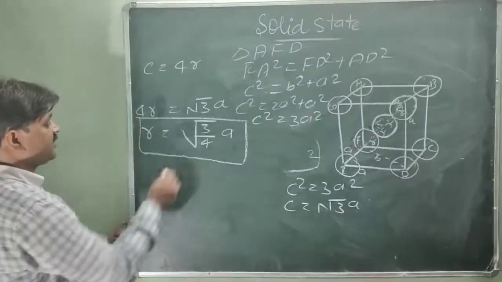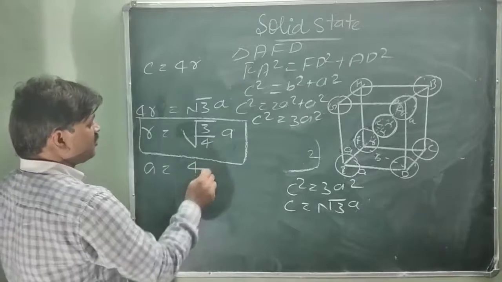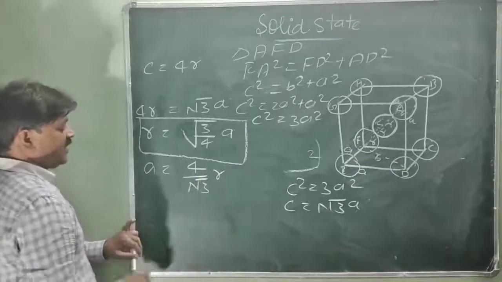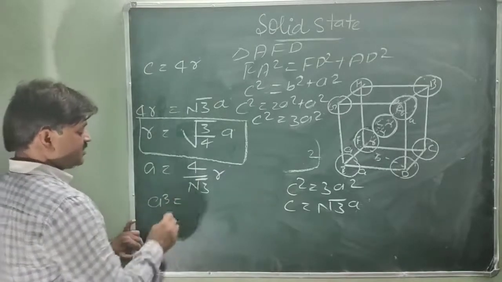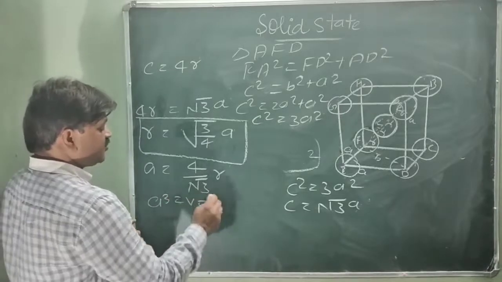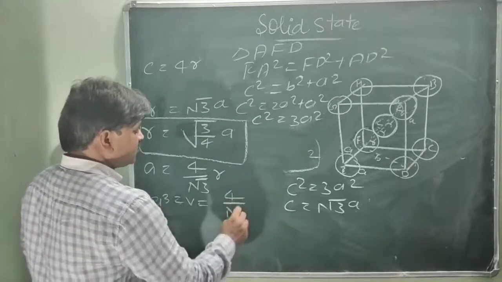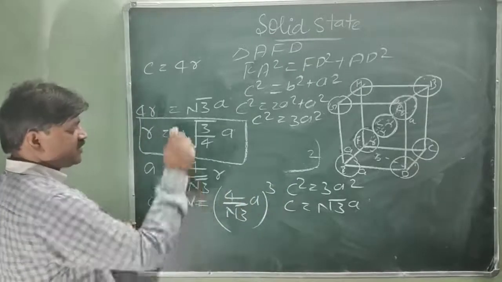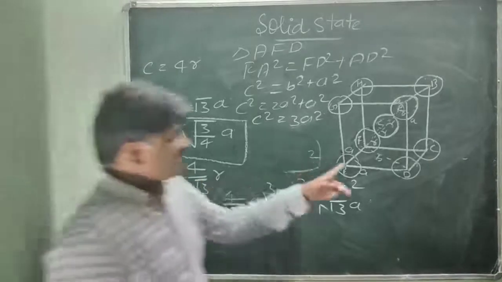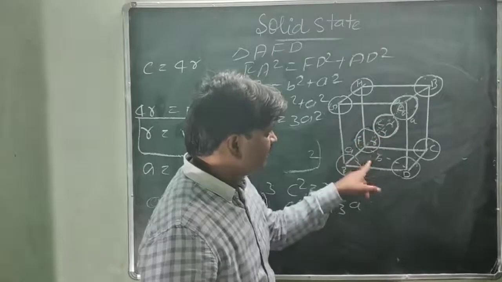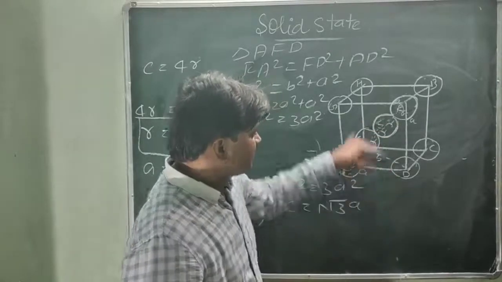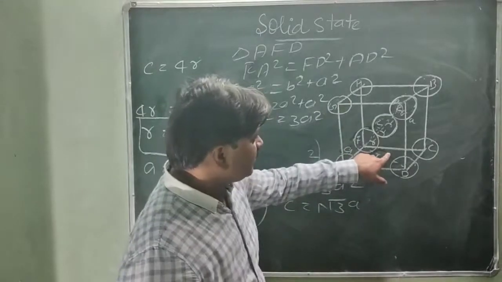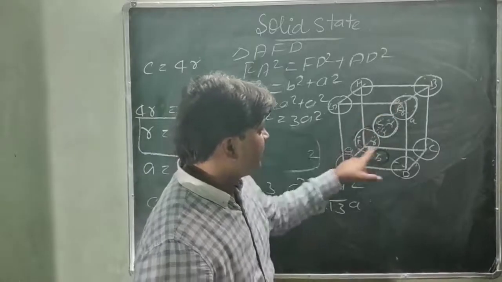So from here, A is equal to 4 by root 3 R. A cube is equal to V, so V is equal to (4 by root 3 R) cube. So you have to calculate the total volume of the cube. Is it clear? First of all, we have calculated this value of B. There are two triangles formed, AFD and EFD. From the triangle EFD, we calculate the value of B. Now we can calculate the value of C from this triangle AFD.